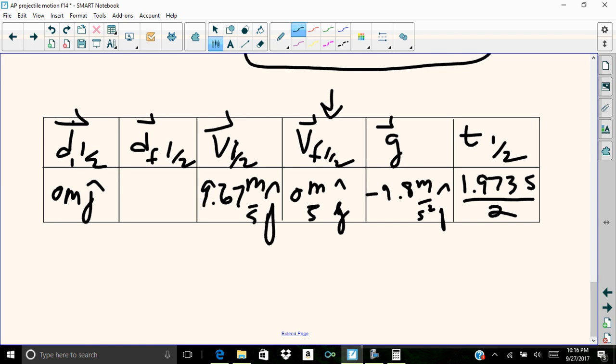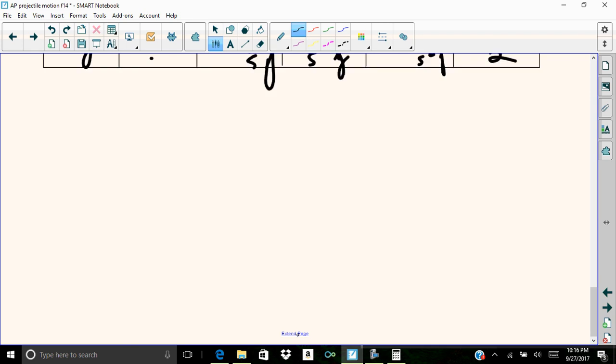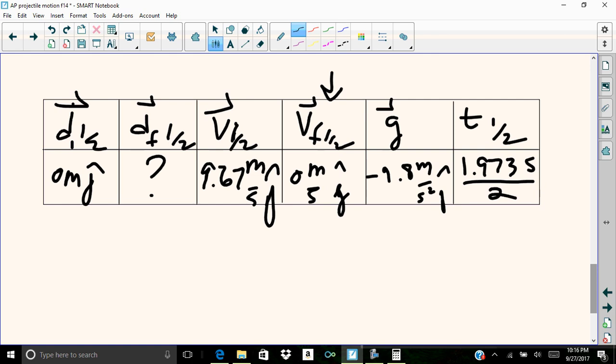Okay? What do we want? We want this number right here. One of these numbers I don't have to use. So you want to go as simple as possible. So you want to stay away from the quadratic, which is delta D equals V initial T plus 1/2 A T squared. Stay away from that one. You also want to stay away from V final squared minus V initial squared over 2A, delta D. Stay away from any squares as much as possible.